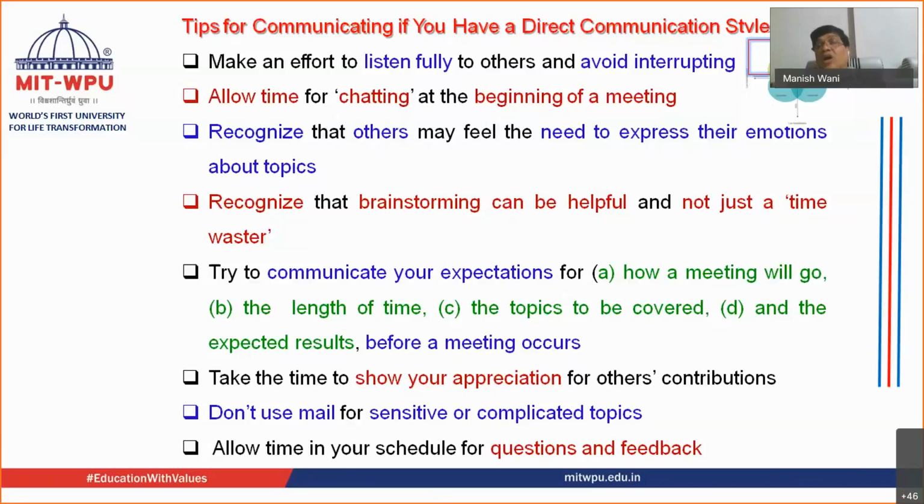As because you don't believe into all this, Aniket, okay? You don't believe into telling people that how the meeting is going to happen, for how much length of time it is going to happen, what are the topics that are required to be covered, what are the expected results. You don't believe into telling all this because you feel that it is wastage of time. You don't want to communicate a lot. You want to communicate in a very short way. That's why you're not doing all these things. So please try to do these things.